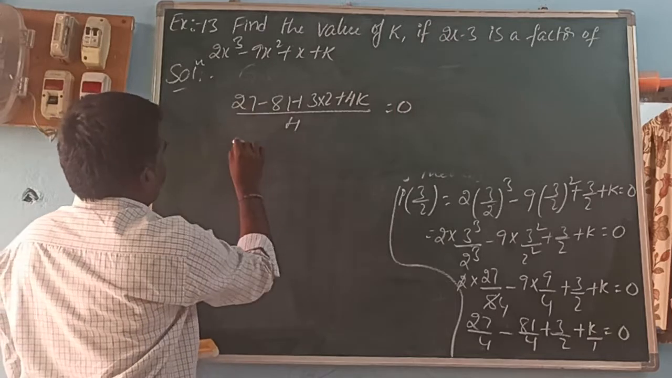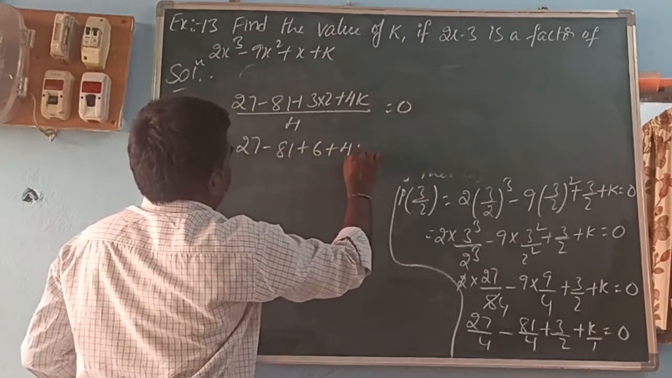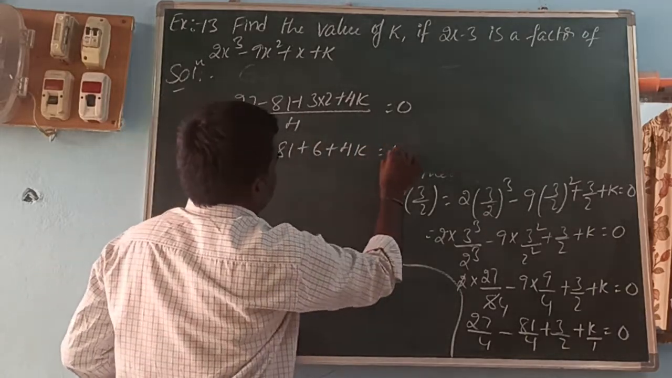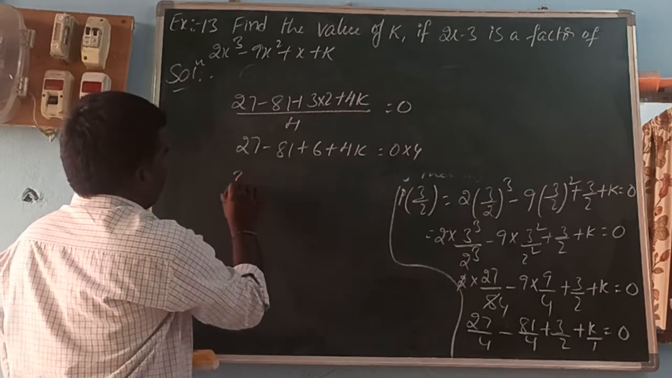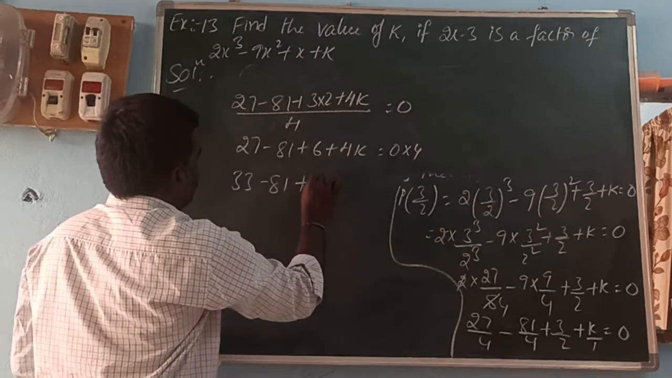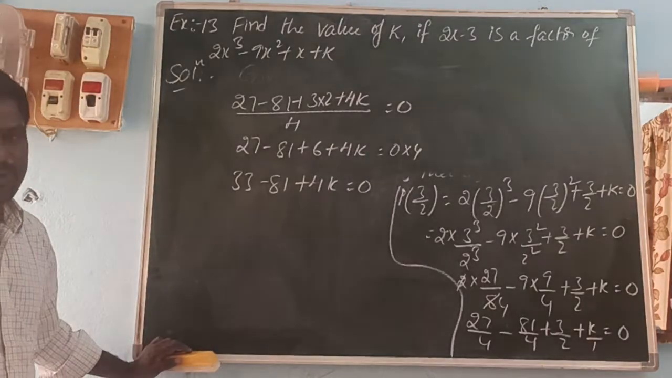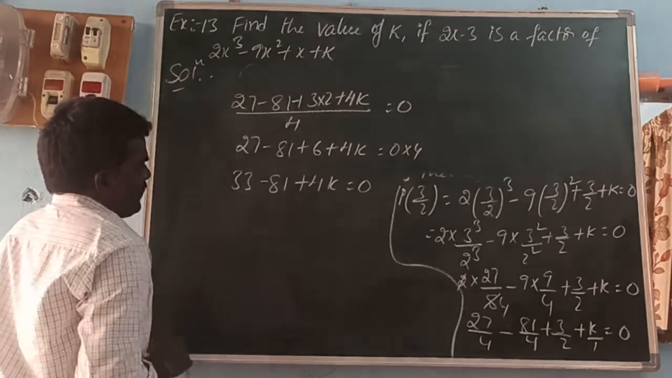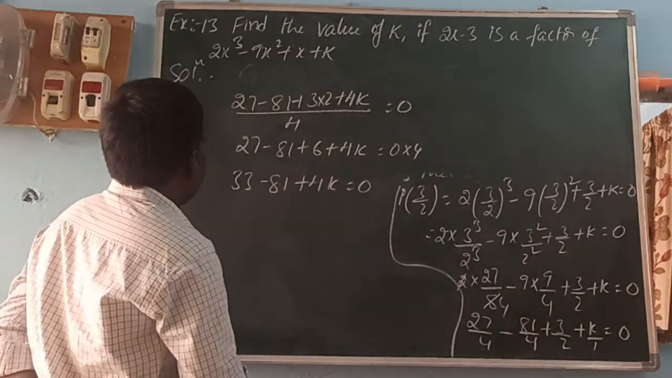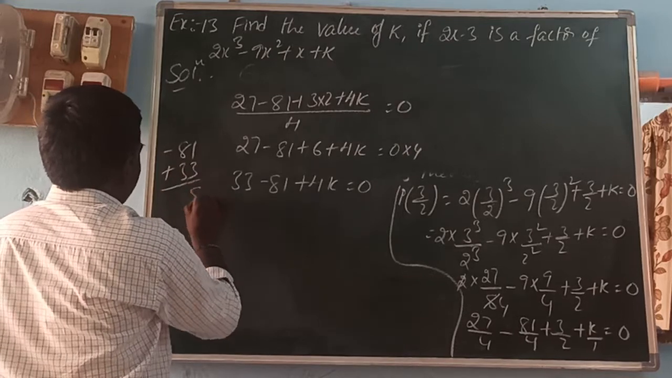So 27 minus 81 plus 6 plus 4k, 4 divides, it is going to be multiplied to 0 into 4. So here 27 plus 6, 33, minus 81 plus 4k is equal to 0. So 33 minus 81, that is how much? Minus 81 plus 33.